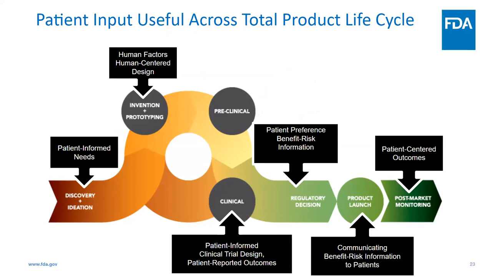Patients can be critical advisors in the design of clinical trials, helping to design trials that are patient-centric and patient-friendly, also trials that measure the outcomes that are important to patients. At the regulatory decision-making phase, patient input can be critical. You heard me talk before about patient preference information. So how patients weigh the benefits and risks associated with the treatment can be put into the totality of evidence that FDA considers when making their benefit-risk decision.